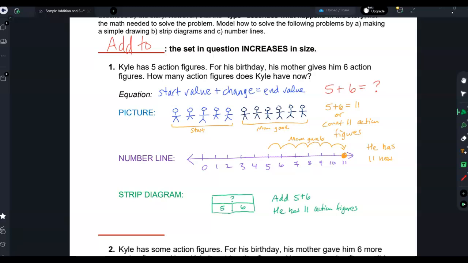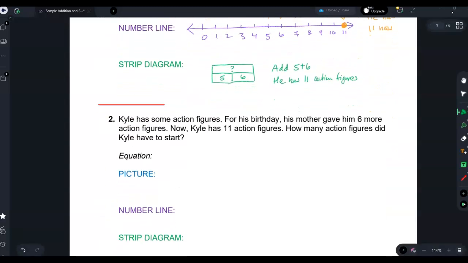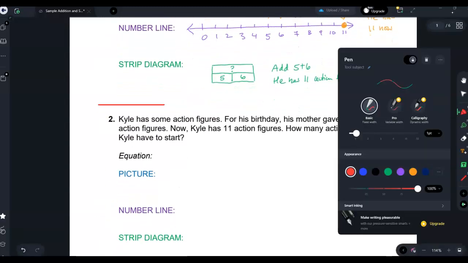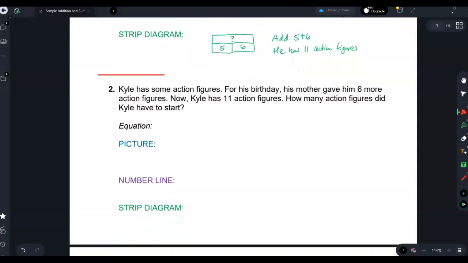So let's look at the next one. So very similar. It says Kyle has some action figures for his birthday. His mother gave him 6 more action figures. Now Kyle has 11 action figures. How many action figures did Kyle have to start?